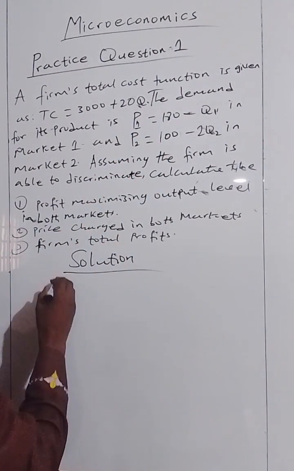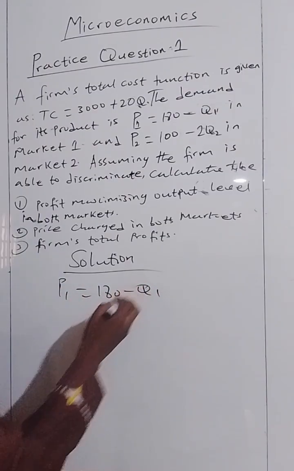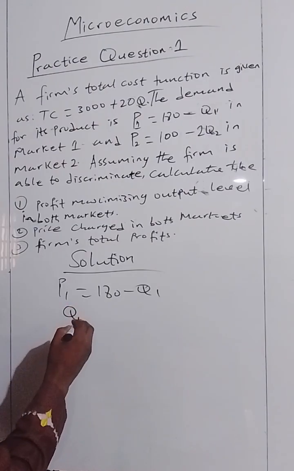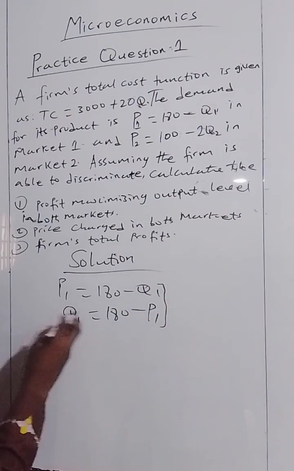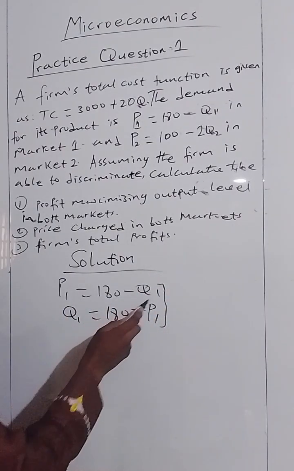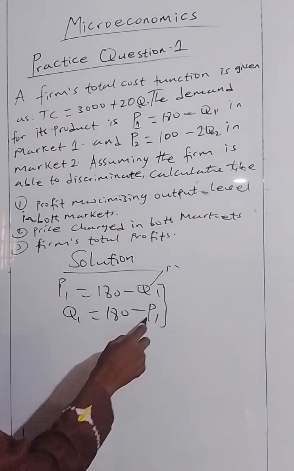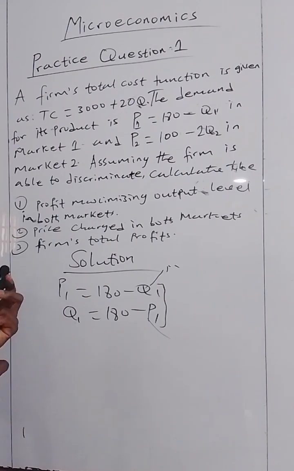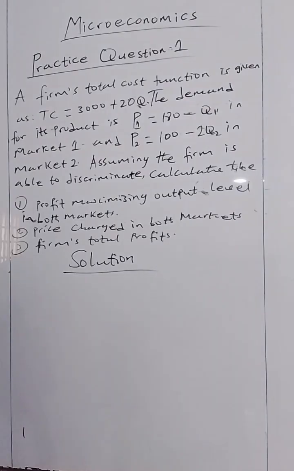Look at this demand function, P1 equals 180 minus Q1. If our demand function has been given as Q1 equals 180 minus P1, this is the same thing as this. The only difference is that we make Q the subject of the formula here, while P is the subject here. So this first one is an inverse demand function, and this one is a direct demand function. Whenever we are dealing with a question like this, we ensure that our demand function is converted to an inverse demand function if it is a direct demand function that is given.